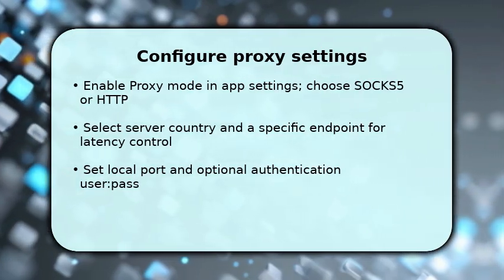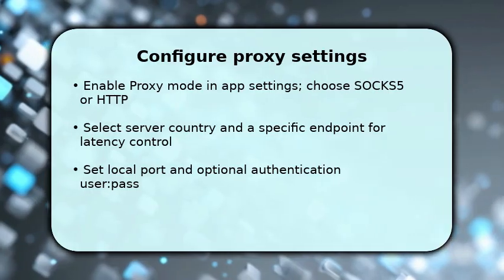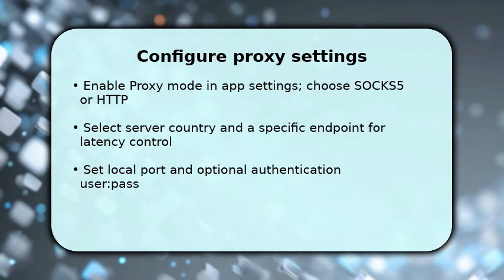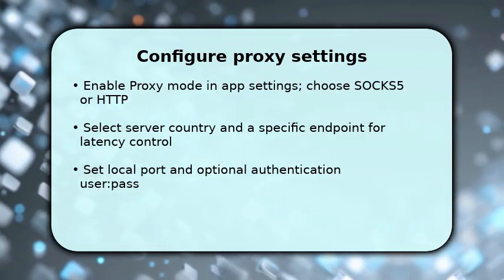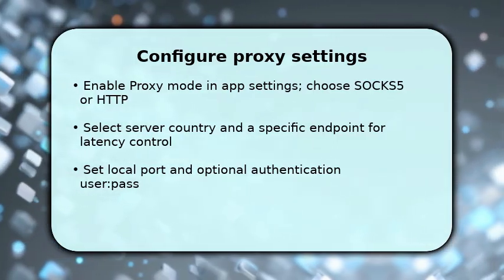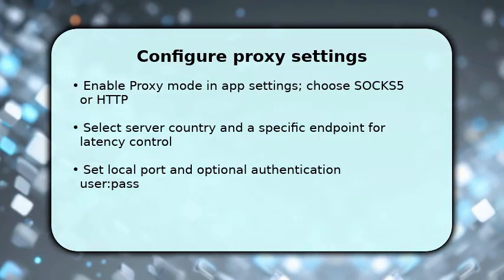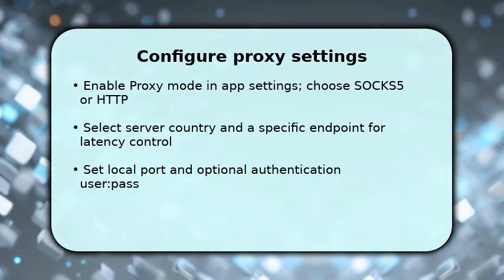Next, select a server country and endpoint to balance speed and access. Closer servers lower latency. Then set a local port, for example 1080, and optionally add proxy username and password supplied by the app. Once configured, the app shows an active proxy address you'll use in apps or system.